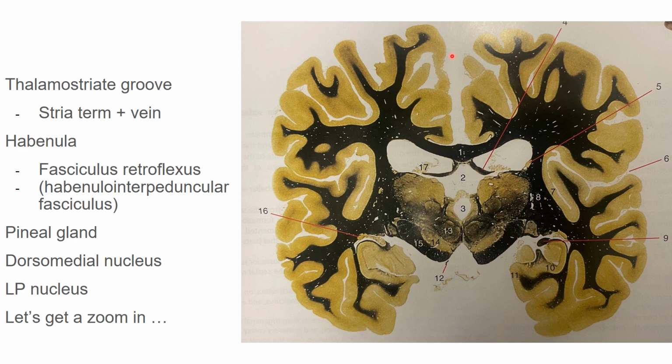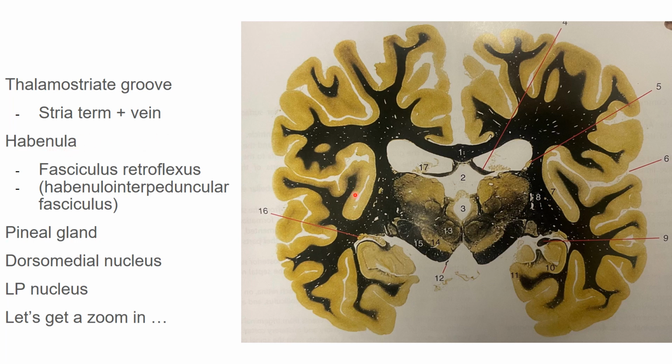So now that we know where we're at in the brain, let's again point out a few things. So here's our lateral ventricle. Here is our caudate nucleus. So caudate, thalamus, thalamostriate groove then. Here's the thalamostriate groove, and our stria terminalis is laying over top.